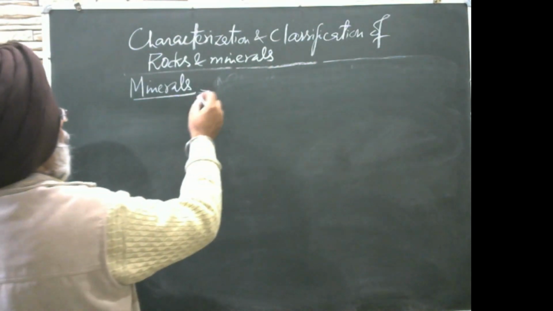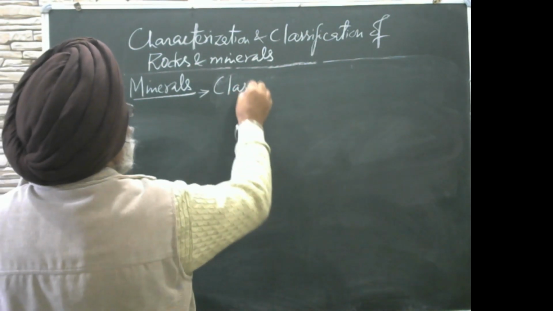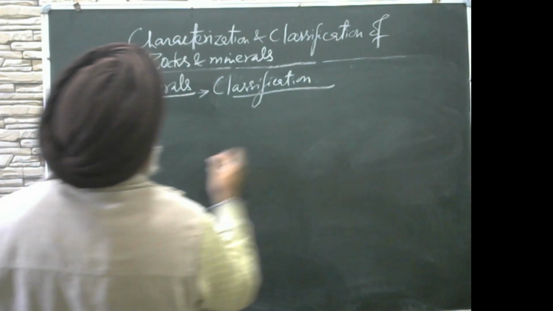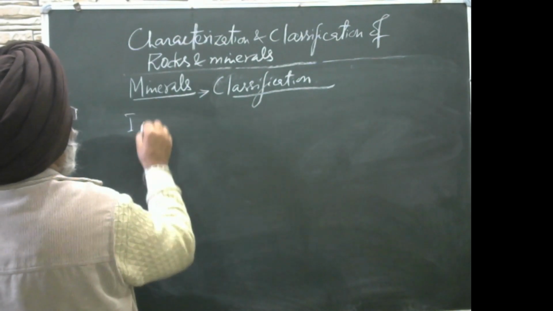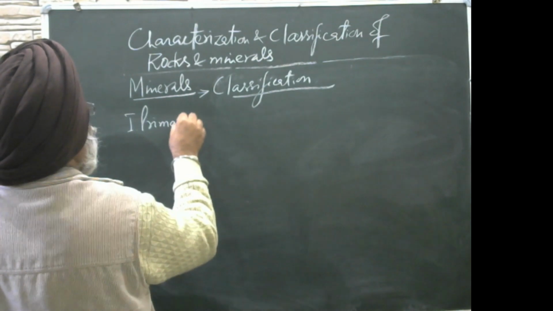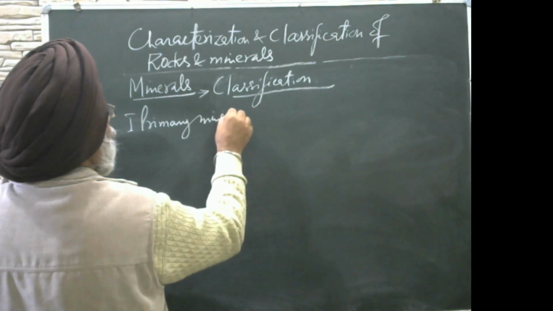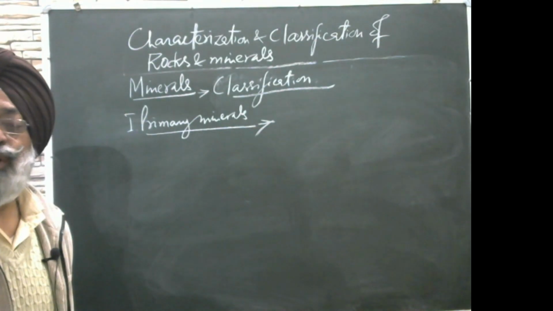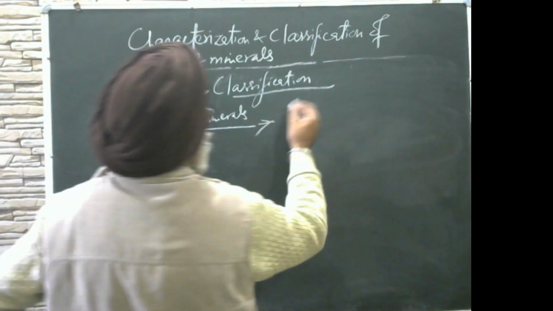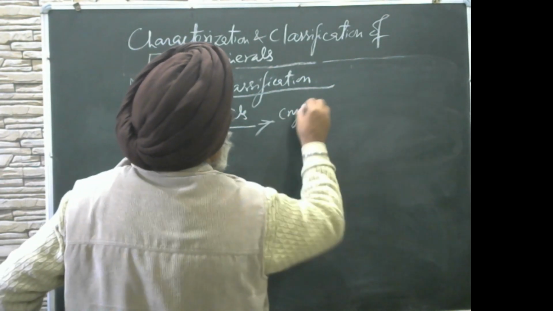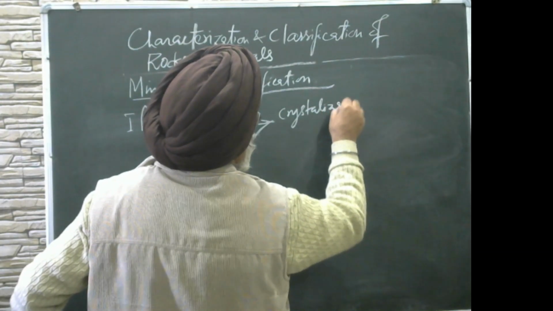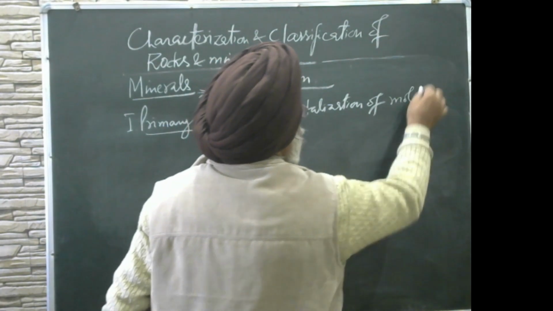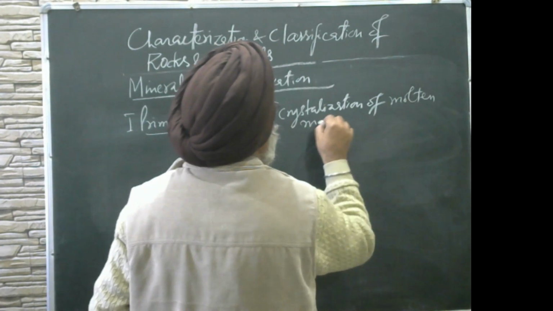So, the classification of minerals. The first group is primary minerals. Primary minerals are formed by the crystallization of molten magma.